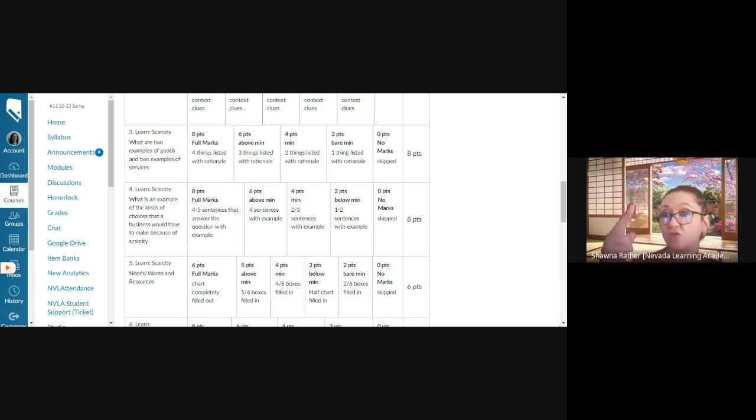So you've given 2 and 2 to get your full marks. For question 4, what is an example of the kinds of choices that a business would have to make because of scarcity? You've got to have 4 to 5 sentences to get your full marks there. And question number 5, needs, wants, and resources. There's a chart you're going to fill out and that you've completely filled it out correctly to get your full marks there. Okay. So we are going to go to scarcity in the course arc.